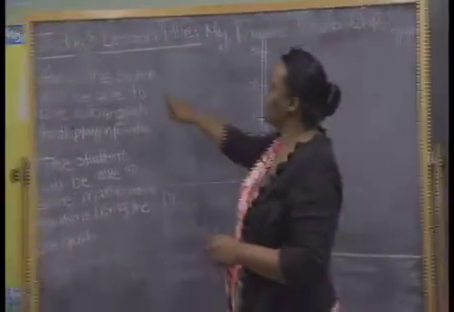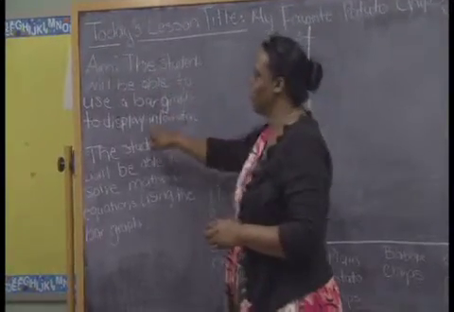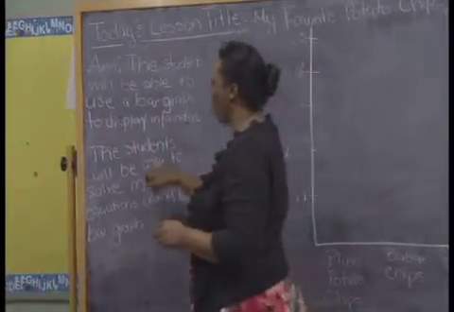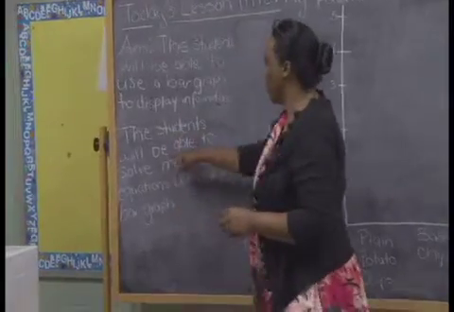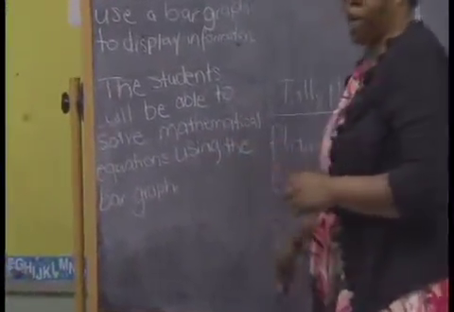Today's lesson's title is My Favorite Potato Chips. And the aim is the students will be able to use a bar graph to display information. Also, the students will be able to solve mathematical equations using the bar graph.